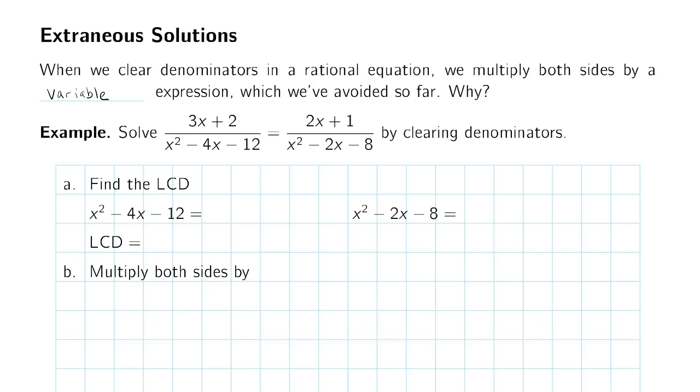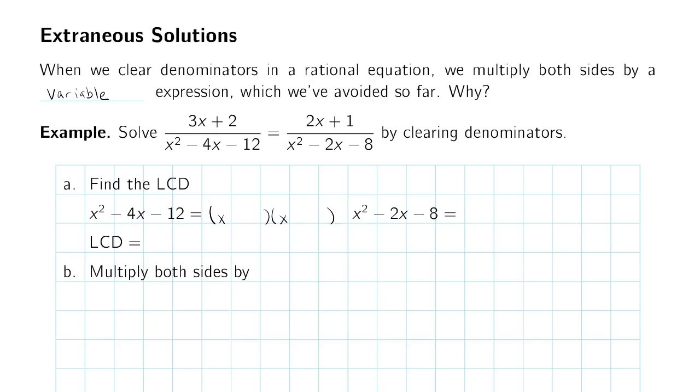So here my denominators are x squared minus 4x minus 12 and x squared minus 2x minus 8. I'm going to want to multiply both sides by my least common denominator. To find that, I need to factor each of these denominators. So on the left, I have x squared minus 4x minus 12. That's a quadratic with leading coefficient 1, so I can use the shortcut.